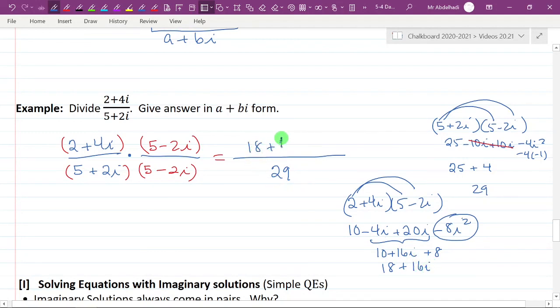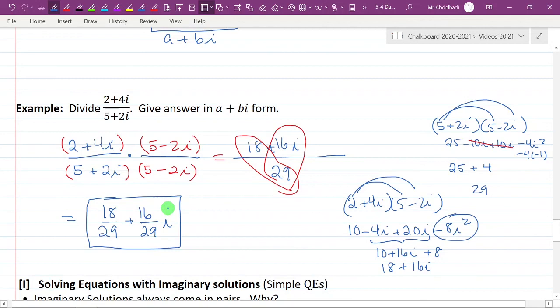18 plus 16i. Now, we're not done because this is not in a plus bi form until we split it. So go ahead and split the fraction. Okay? And we get 18 over 29, there's a plus here, 16 over 29 i. Not the prettiest thing in the world, but it is correct.